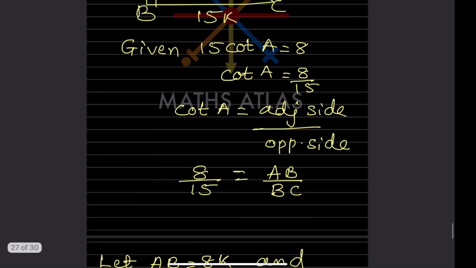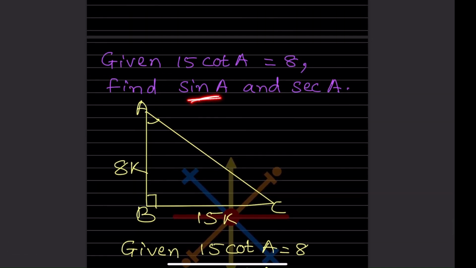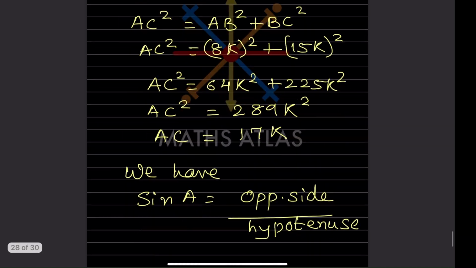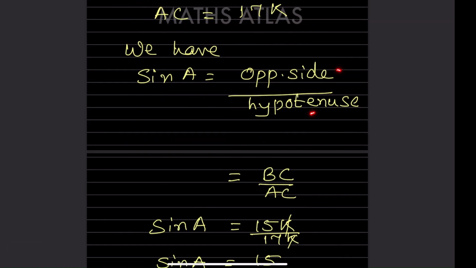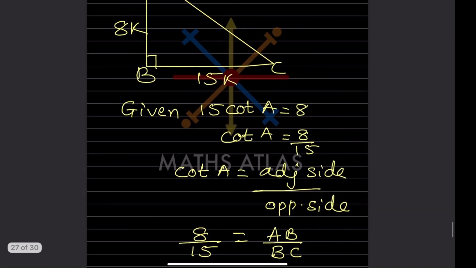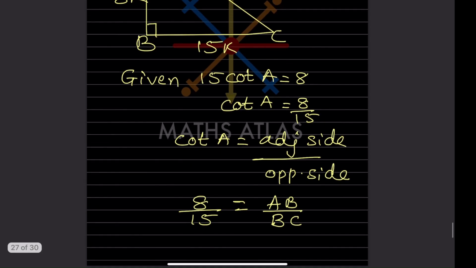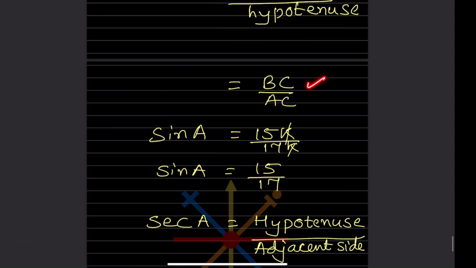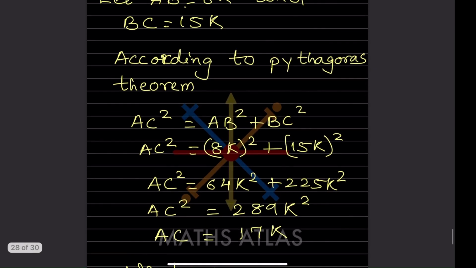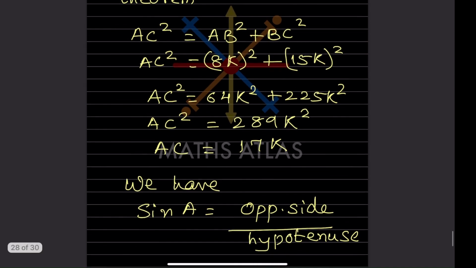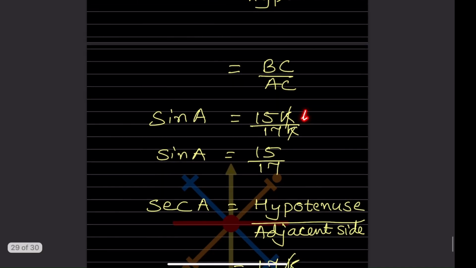Now we are going to think, what did they ask here? They asked you to find out sine A and sec A. So sine means what? That is the opposite side divided by hypotenuse. So what is the opposite over here? Sine A, A is here. So this is the opposite. So here you are going to consider BC, and this is the hypotenuse, that is AC. So you can write here BC by AC, and then you know the values. BC is 15K, and AC is 17K. So 15K and 17K, because this is multiplication, K and K get cancelled. So your sine A is 15 by 17.